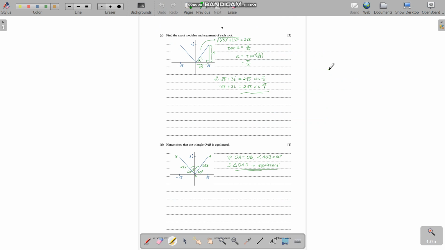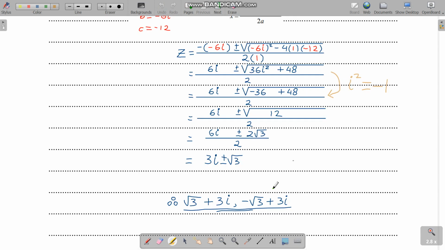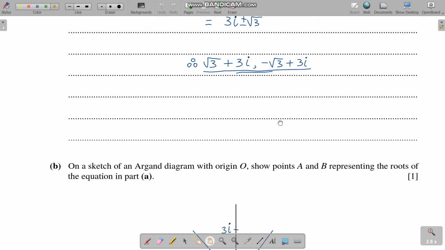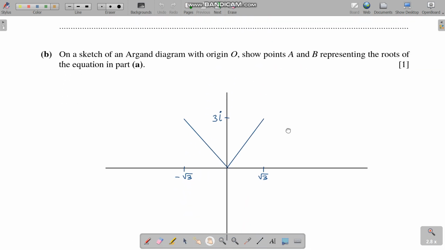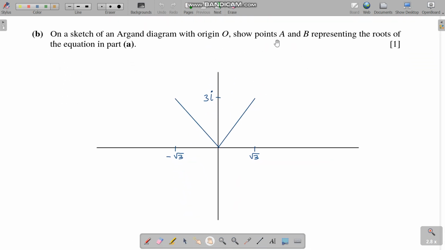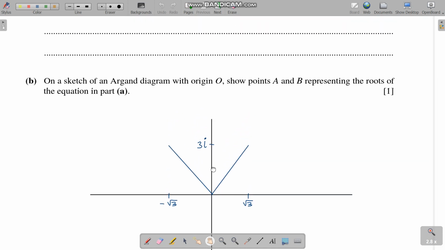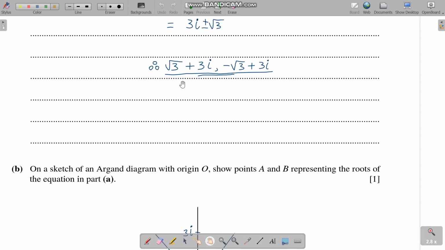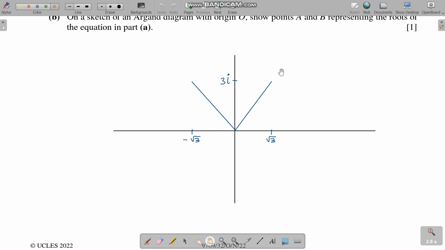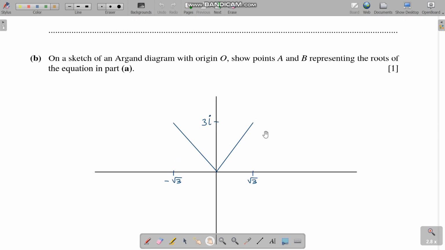And the next part, wait, there's part B somewhere. Okay, so part B. On a sketch of an Argand diagram with origin O, show points A and B representing the roots. So we have the plus minus root 3 plus 3i from here. So root 3 plus 3i is this complex number, and minus root 3 plus 3i is this complex number. So this is the diagram.